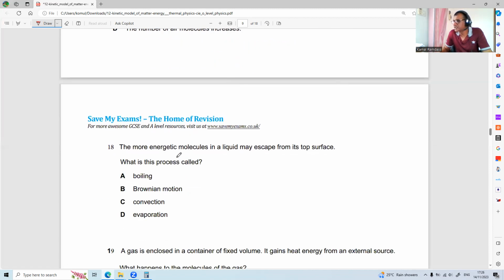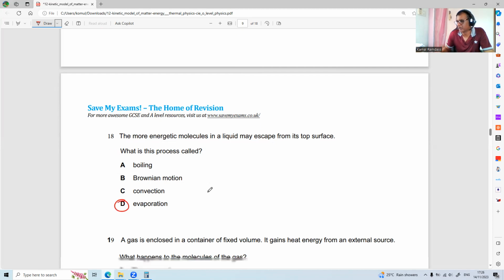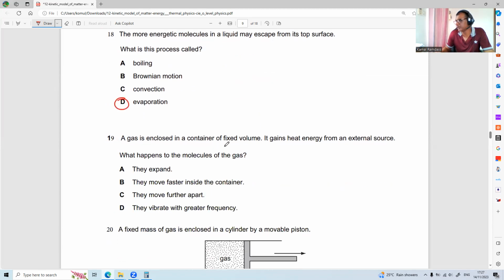The more energetic molecules in a liquid may escape from its top surface. What is the process called? Evaporation. A gas is enclosed in a container of fixed volume. It gains heat energy from an external source. What happens to the molecules of the gas? They move faster inside the container.